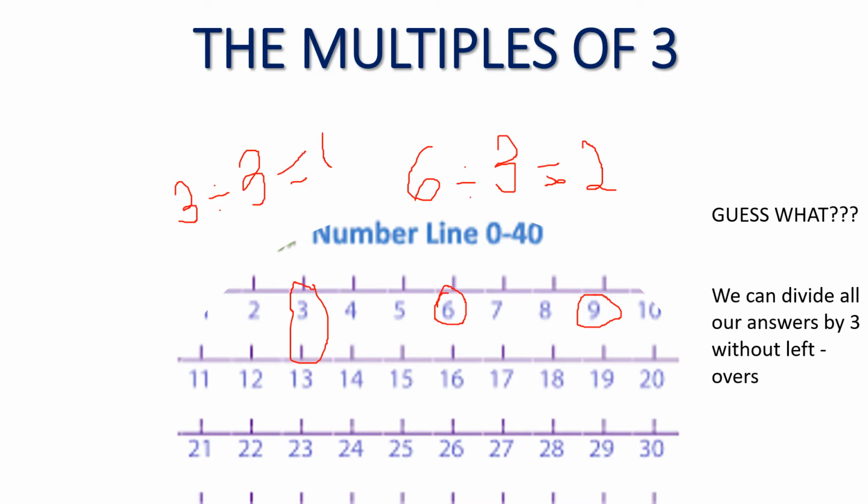No leftovers. Do you see? Any number you divide by 3 from your multiples of 3 will never have a remainder. Okay? Don't forget that.